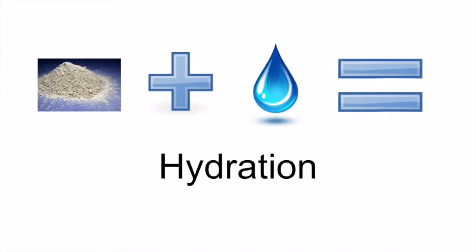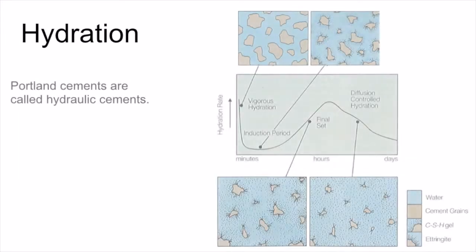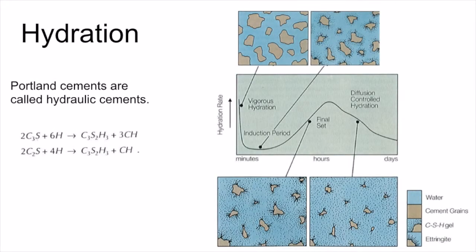Hydroxyl ions are released from the cement as it dissolves in water. Portland cements are called hydraulic cements because they harden and set by reacting chemically with water. This complex reaction between water and cement is called hydration, and it's only partially understood. Mixed with water, silicates C3S and C2S, which constitute up to 80% of Portland cement, produce similar hydration products. These products produce C3S2H3, also called C-S-H gel, which makes up 70% of cement and gives it its strength.